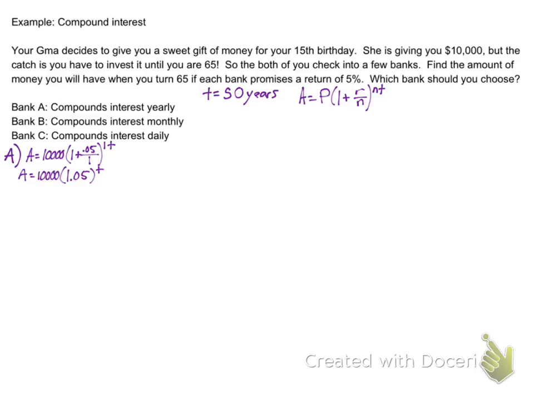Do you see how I can combine those up really easily? And now I can plug 50 in for t. Take your calculator out, guys. What's 1.05 to the 50th power and times that by 10,000?